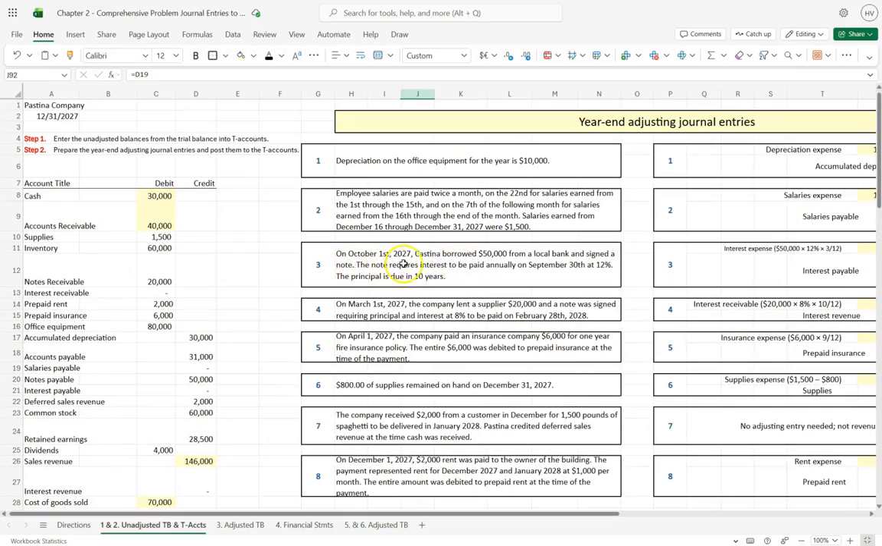On October 1st, 2027, Christina borrowed $50,000 from a local bank and signed a note.